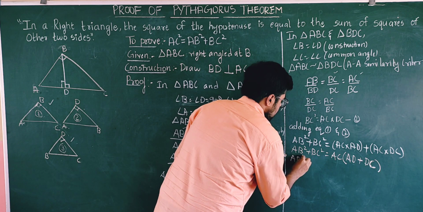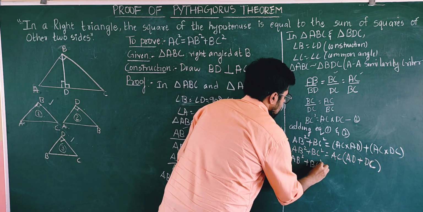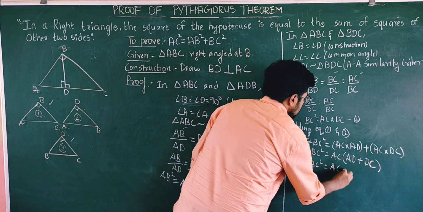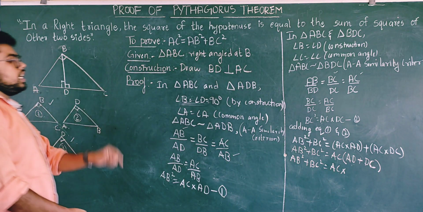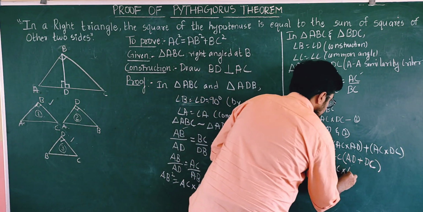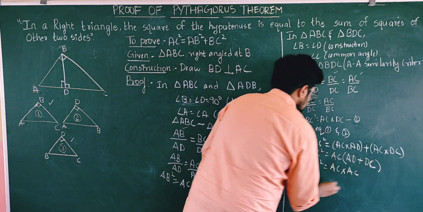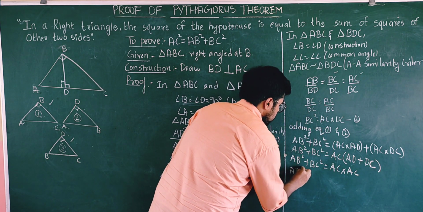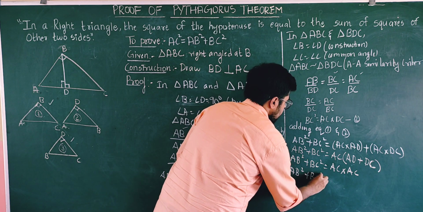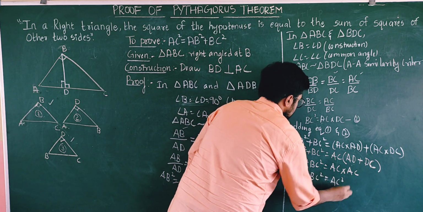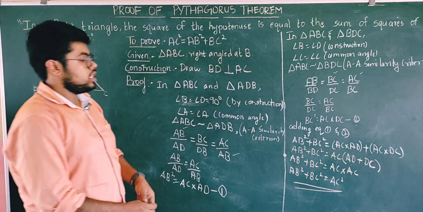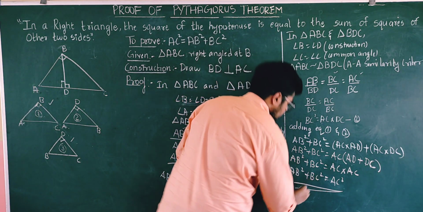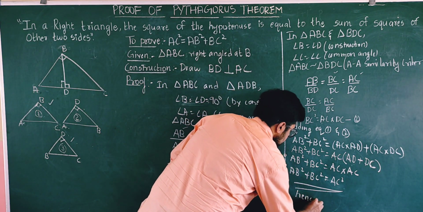AB square plus BC square is equal to AC into, what is AD plus DC? I just told you AD plus DC is AC, the full length. So it is AC. So it becomes what? AB square plus BC square is equal to AC square. That is what I want. So hence proved.